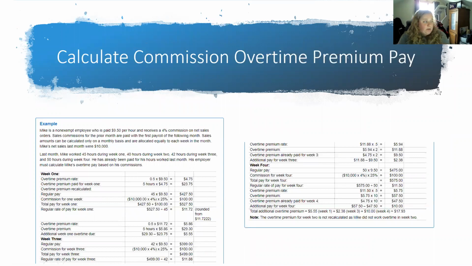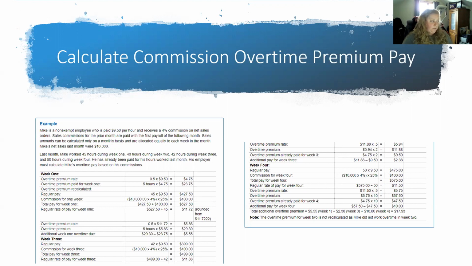Okay, so commission overtime premium pay. Mike is a non-exempt employee who is paid $9.50 per hour and receives 4% commission on net sales. Sales commissions for the prior month are paid with the first pay period of the following month. Sales amounts can be calculated on a monthly basis and are allocated equally to each week in the month. His net sales last month were $10,000. Last month, Mike worked 45 hours during week 1, 40 hours during week 2, 42 hours during week 3, and 50 hours during week 4. He has already been paid for his hours worked last month. His employer must calculate Mike's overtime pay based on his commissions.